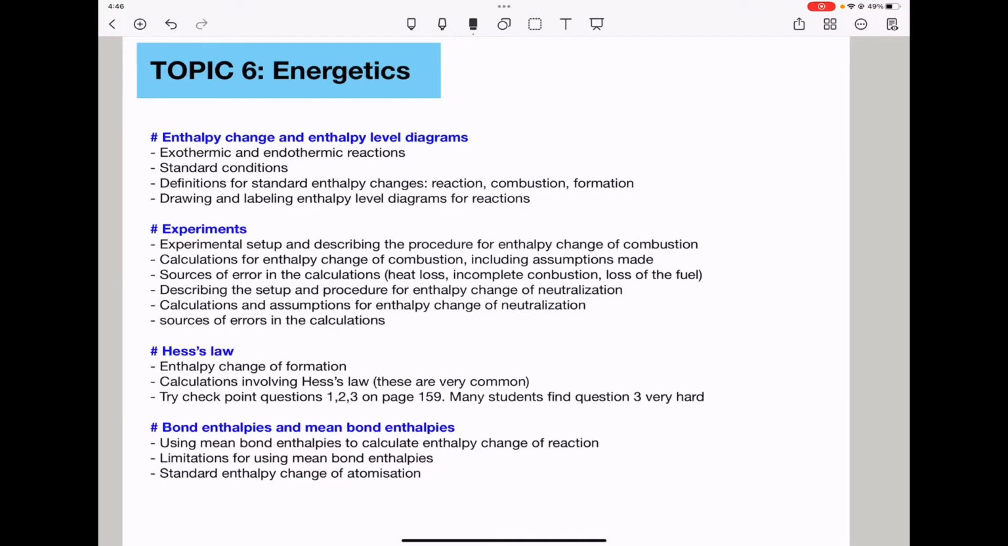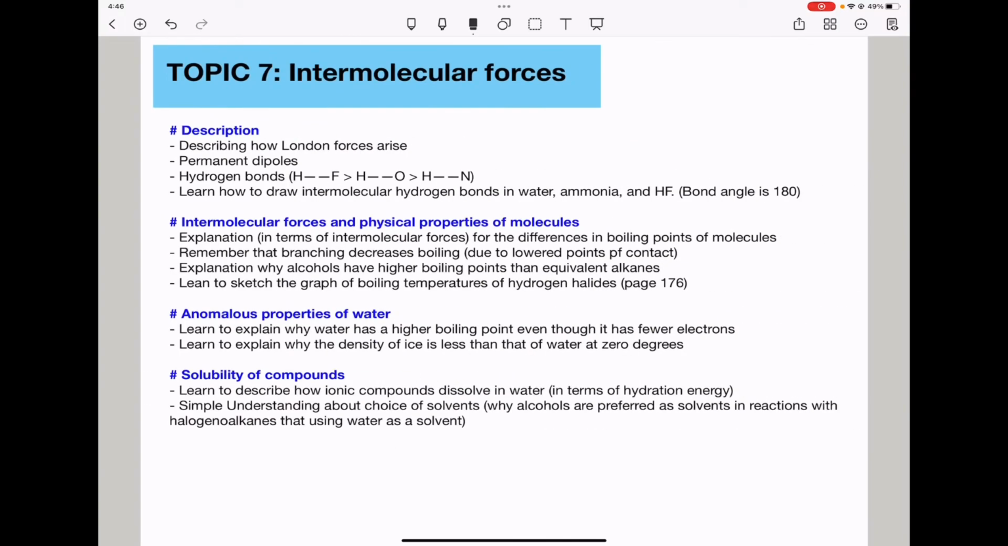Moving on to topic 7. Topic 7, intermolecular forces of attraction. You need to remember describing how London forces arise. You need to know about permanent dipoles. And then you need to know about hydrogen bonds.